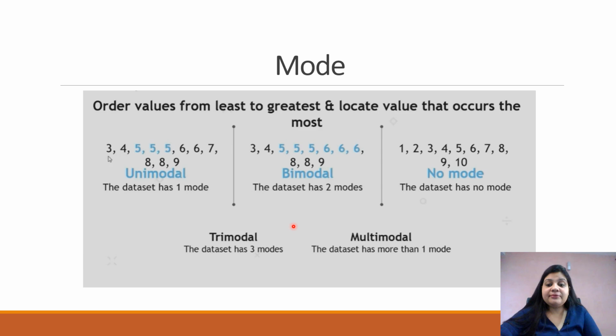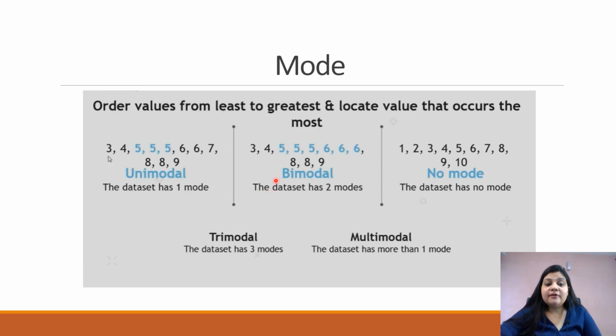We have three types of modes: unimodal system, bimodal system and trimodal system. In a unimodal system, we have one mode in the entire data set. In this case, we have the value 3, 4, 5 three times, 6 two times, 7, 8 and 9. So the most frequently occurring element is 5. That means this system has one mode and it is referred to as a unimodal system.